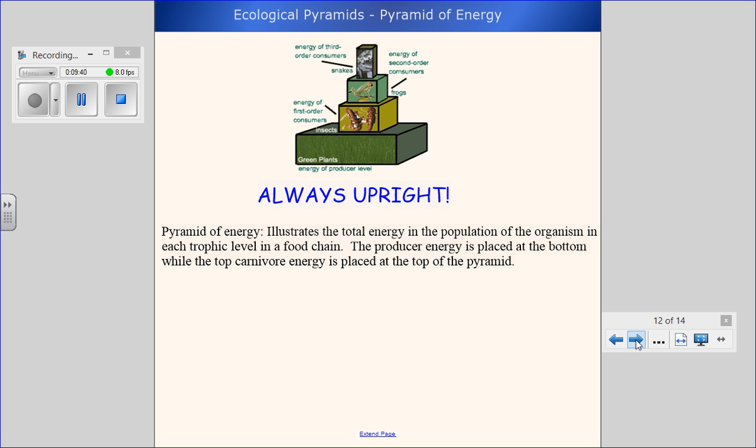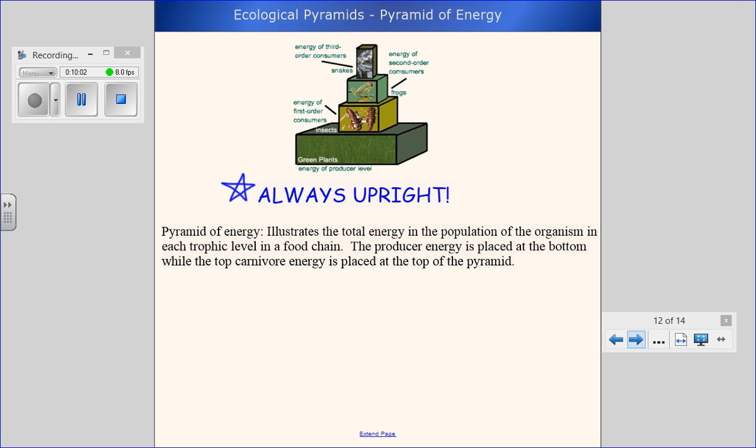Now the third type of pyramid is a pyramid of energy. And a pyramid of energy, like it says here, is always upright. Now I don't care how many of the organisms there are. I don't care what their mass is. So we're going to get rid of all of the issues we had that were making us have an inverted pyramid. And we're going to only talk about energy.